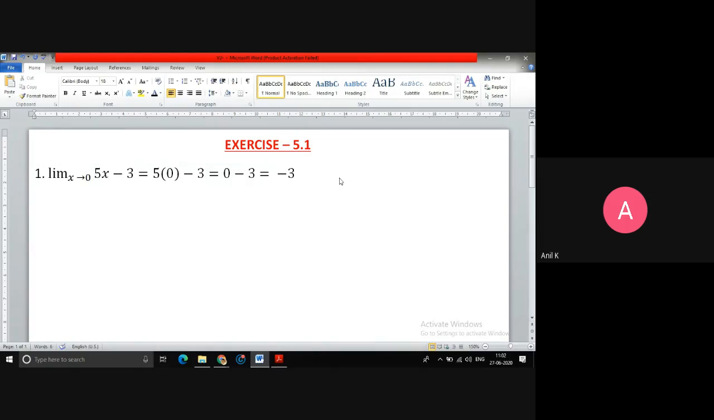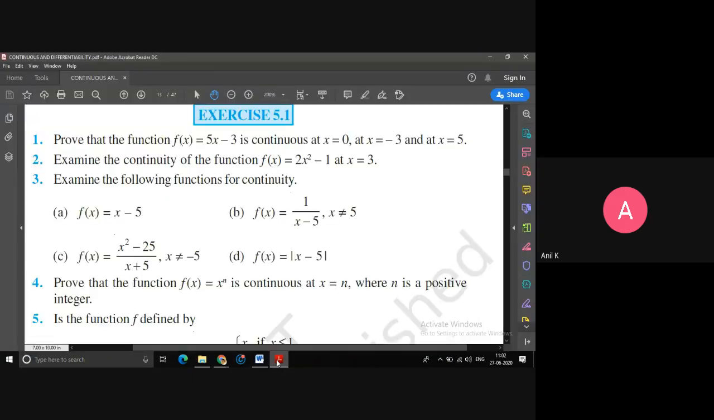Then if I find f of 0, f of 0 also will give me 5 times 0 minus 3, which is also equal to minus 3 only. So left limit, right limit is giving you minus 3. Functional value is also minus 3. Hence the function is continuous. Or maybe you can say every algebraic function is continuous. 5x minus 3 is an algebraic expression. So hence it is continuous.